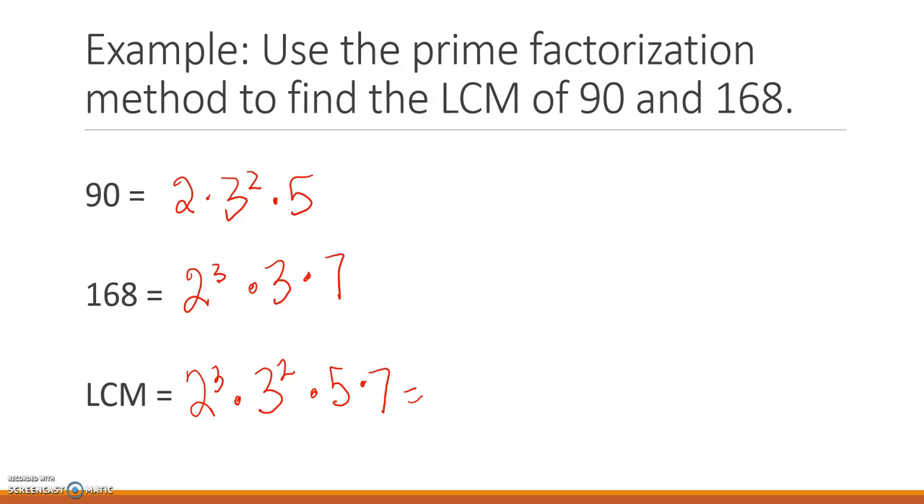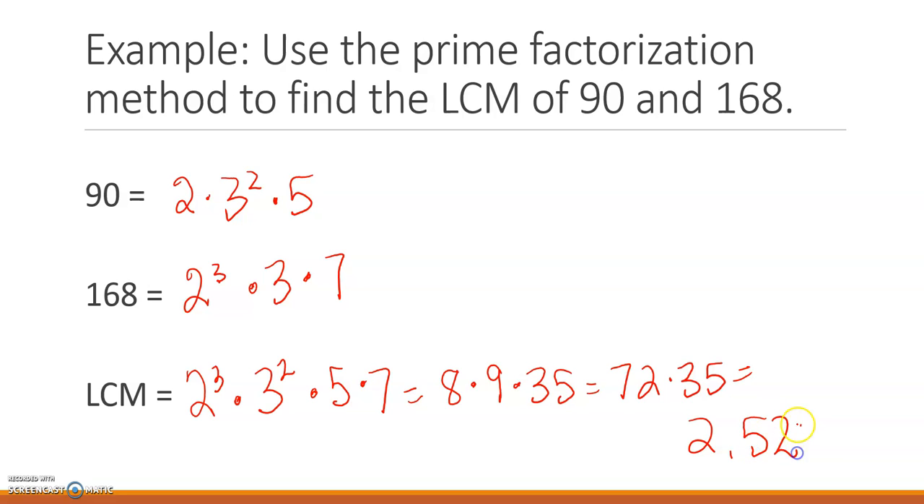2 to the third is 8 times 9 times 35, which is 72 times 35. It's 2,520. Again, we can see that this least common multiple is larger than the 90 and the 168.